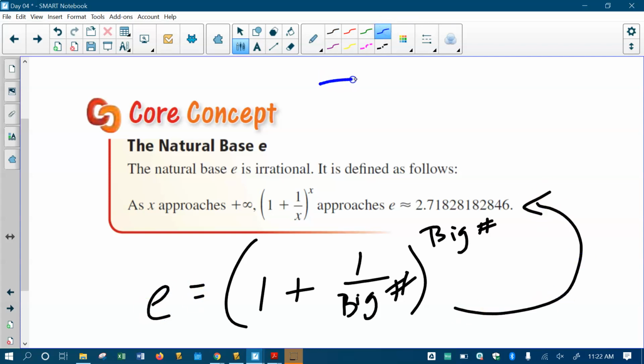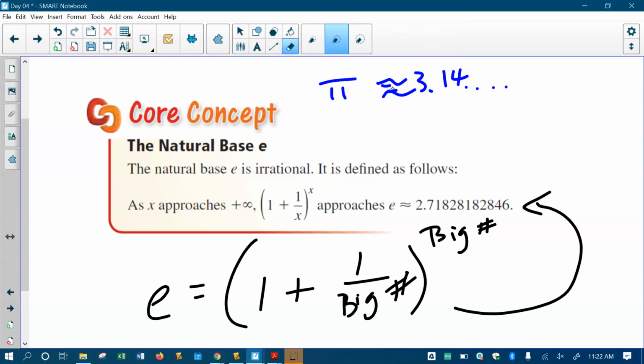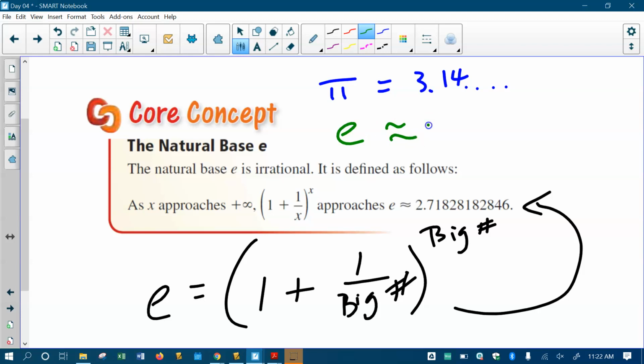e is just like pi in the sense that pi goes on forever, so it's about 3.14, but then it goes on forever. It's approximately equal to 3.14. e, again, is a number that is about 2.71 or 2.718. But the number goes on forever and ever and ever. Okay?